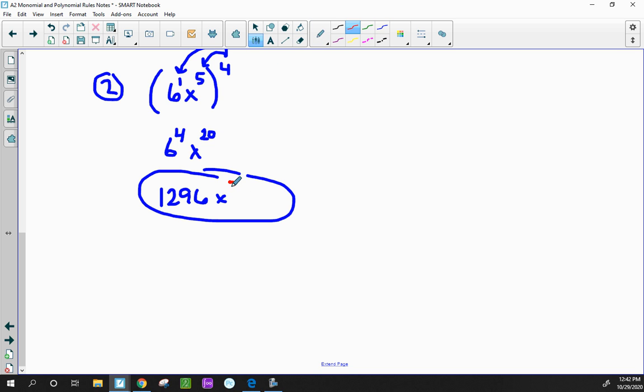And remember, when you're doing the power rule, you're multiplying power outside by inside powers. Okay, also notice my answer. It is still one term. It's still a monomial. And I have a coefficient which is attached to the front. The coefficient being multiplied by the x.